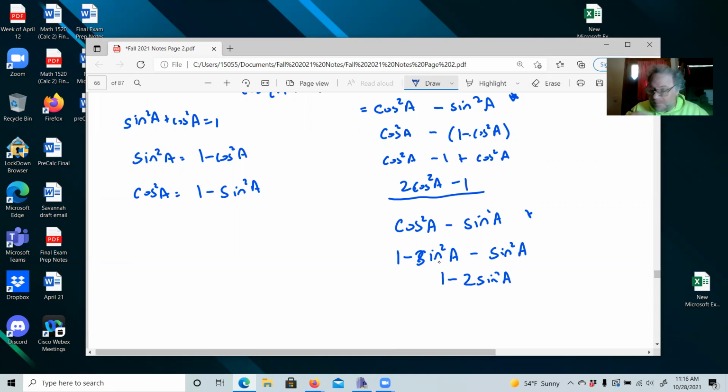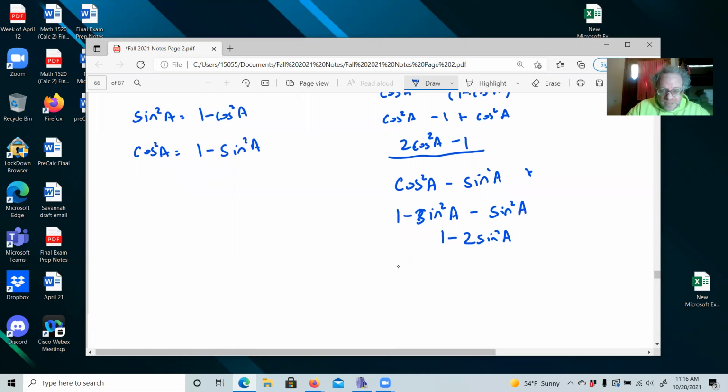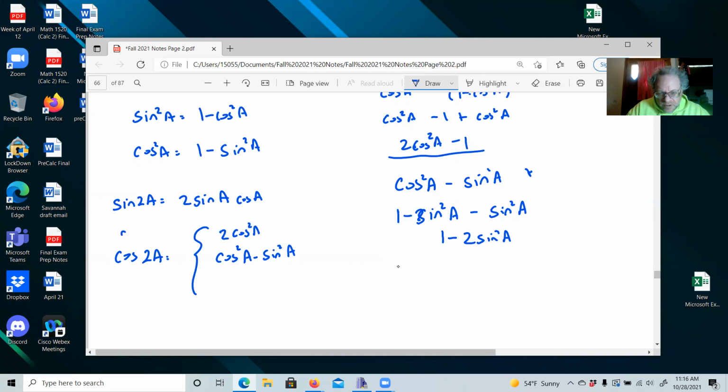All right. So let me just recap and summarize here. So we have sine of 2A is equal to 2 sine A cosine A. Okay. And cosine of 2A is equal to cosine squared A minus sine squared A, 2 cosine squared A minus 1, or 1 minus 2 sine squared A.